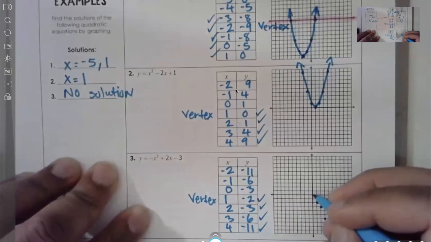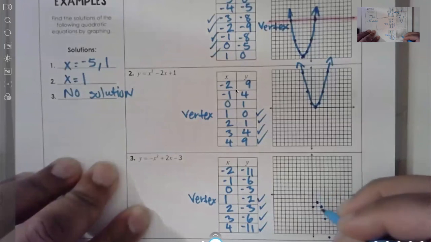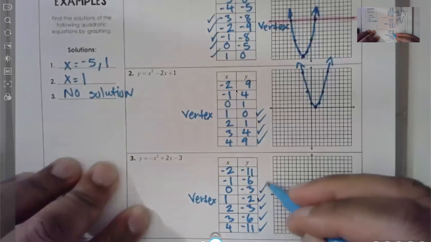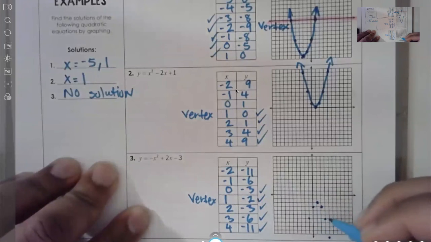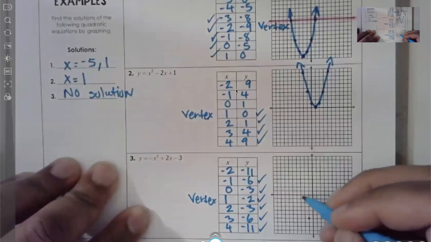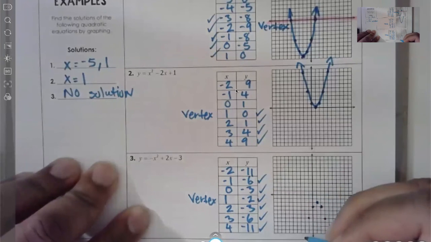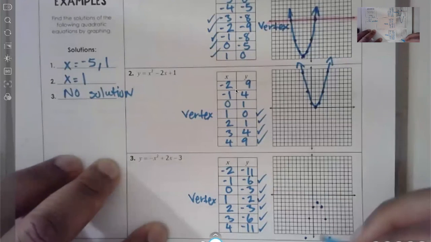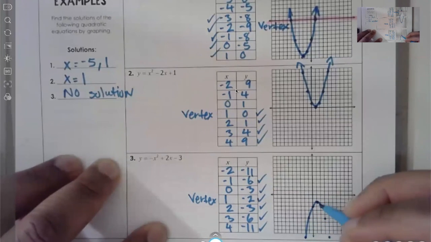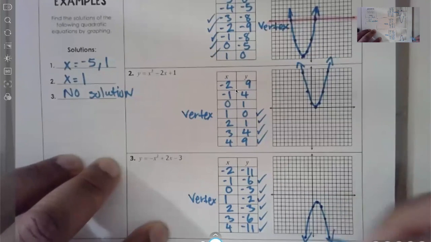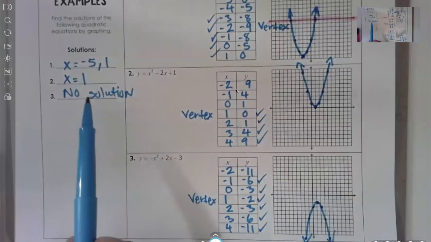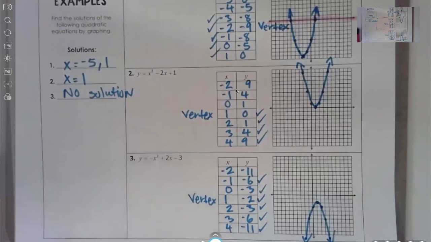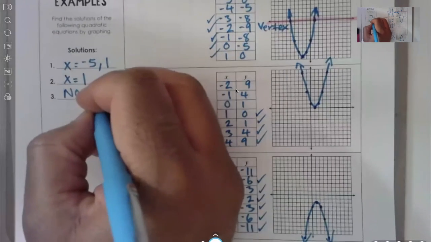All right, and down here, that corresponds with that. We'll have -1, -6. So that's going to correspond with that. And lastly, -2 and -11. And that's going to correspond nicely here. And once again, as I stated earlier, our parabola does not cross the x-axis this time. And so we're left with an answer of no solution here.